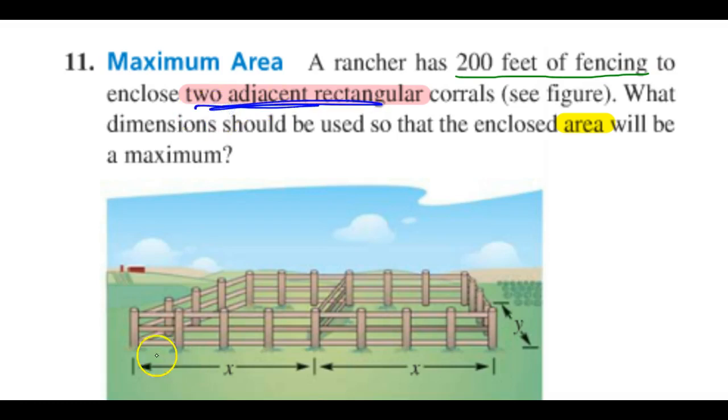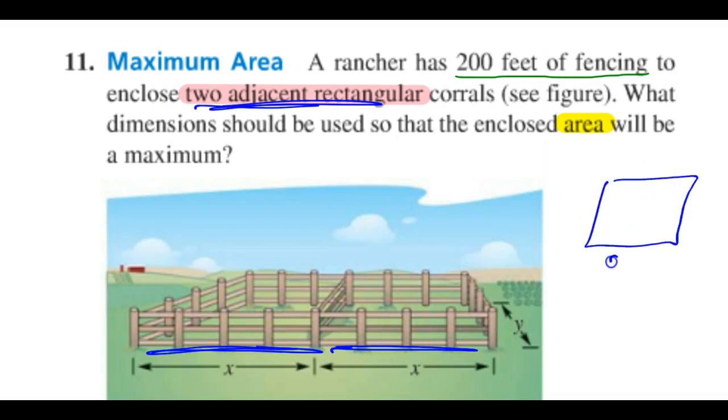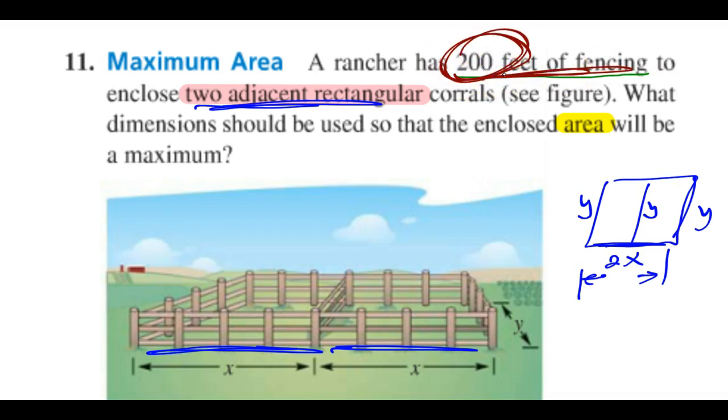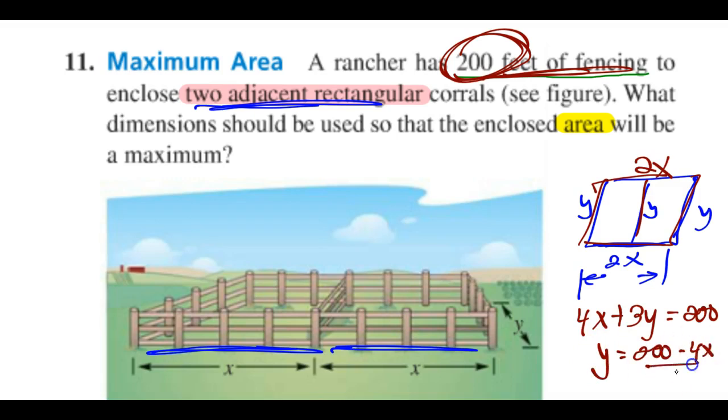Two adjacent rectangles. So let's see, this is an x, this is an x. So I'm going to redraw this over here and just say, well, this is really 2 x's, that total distance. Here to here. This is a y, this is a y, and this is a y. So if I'm talking about perimeter or having 200 feet of fencing, I would say, well, I need all of this to be fenced in. So that's 4 x's plus 3 y's has to equal 200 feet. That's what I have. And I could actually spend the time to solve that for y. 200 minus 4x over 3.